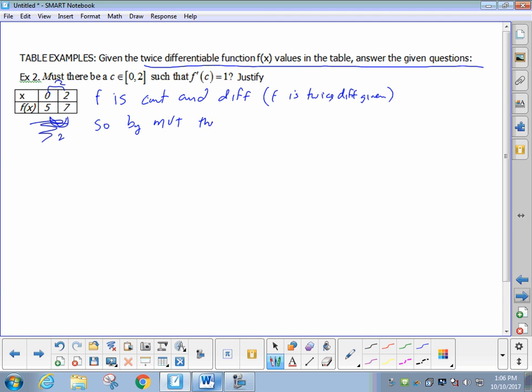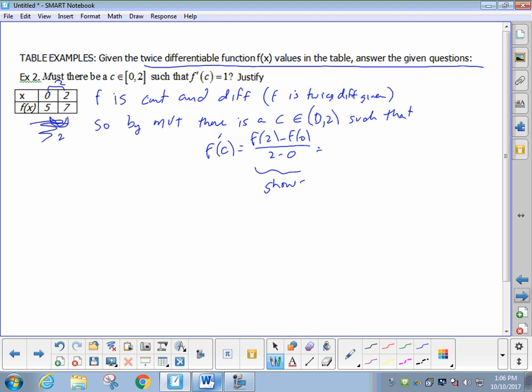There is a, what did you name it? Let's call it, oh, they actually named it. They said to call it C, so I need to call it C. There is a C in 0 to 2, such that F prime at C equals F at 2 minus F at 0 over 2 minus 0. You've got to show that. Do not go straight to the table. You've got to show where you're coming from. After you said that, then go to the table.